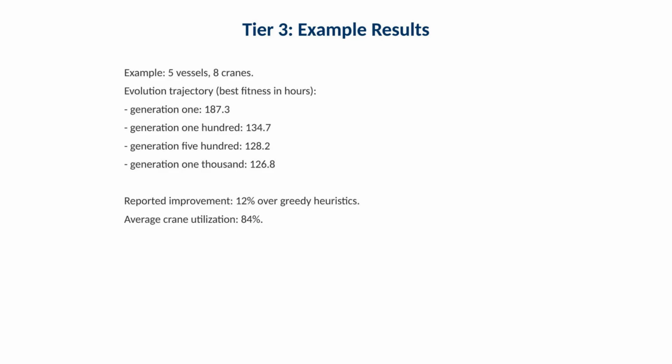The reported best fitness values over generations decrease from 187.3 hours at generation 1 to 126.8 hours by generation 1000. The example reports a 12% improvement over greedy heuristics and an average crane utilization of 84%. The takeaway is that population search can produce better global allocations when simple heuristics plateau.